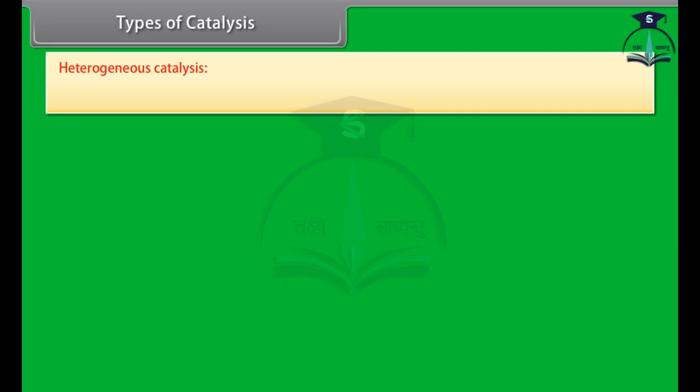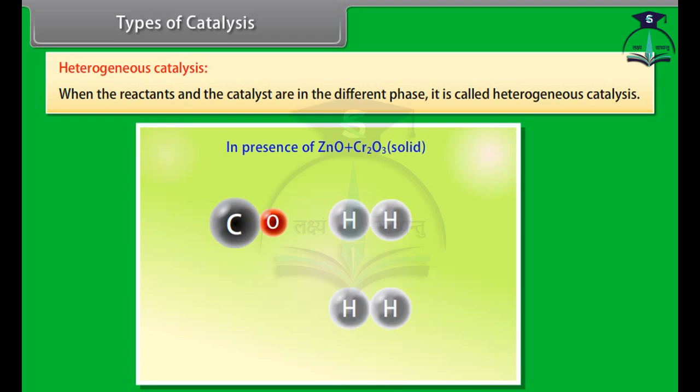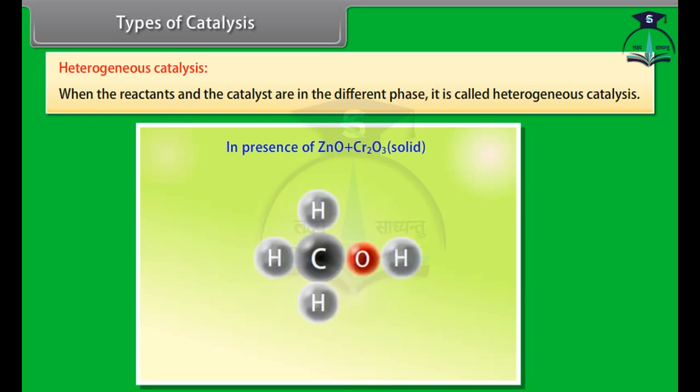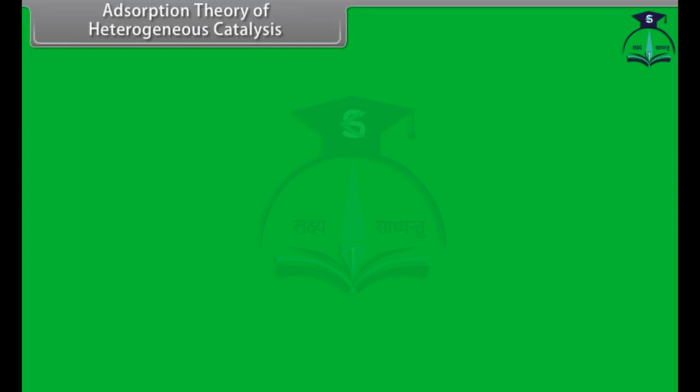Heterogeneous catalysis. When the reactants and the catalyst are in different phases, it is called heterogeneous catalysis. For example, manufacture of methanol from carbon monoxide and hydrogen using ZnO plus Cr2O3 as catalyst. Reactants are in gaseous phase and catalyst is in solid phase. Adsorption theory of heterogeneous catalysis.